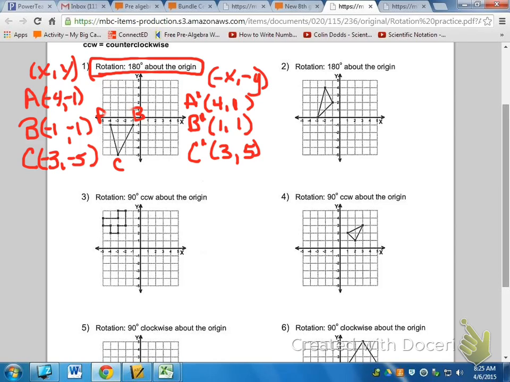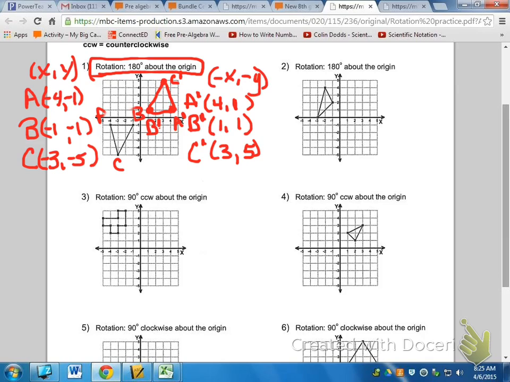Okay, so this is what I want you to do on your homework. You write the original points down. Look and see what the rotation is. Figure out how that changes the x, y. Write down the new points, and then now let's plot them. So 4, 1 would be right here. And I'm going to call that A prime. 1, 1 would be right here. We'll call that B prime. And 3, 5 would be right here. We'll call that C prime. And now let's connect the dots. And that is my new triangle after 180 degree rotation.